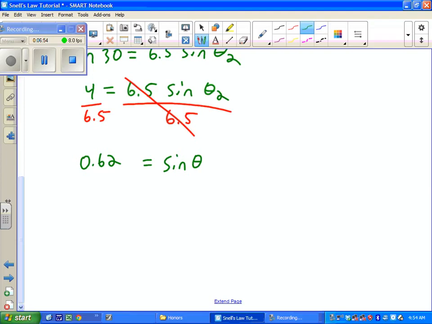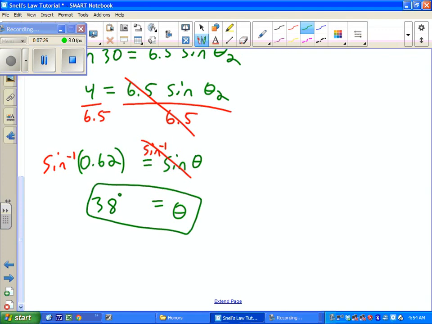0.62. And now this last piece, I'm going to take the inverse sine of both sides. So the inverse sine will cancel the sine, and I get my angle. And on this side, I have the inverse sine of 0.62. And I get 38 degrees. So it's really not that complicated at all. Pretty simple stuff, nothing too confusing.